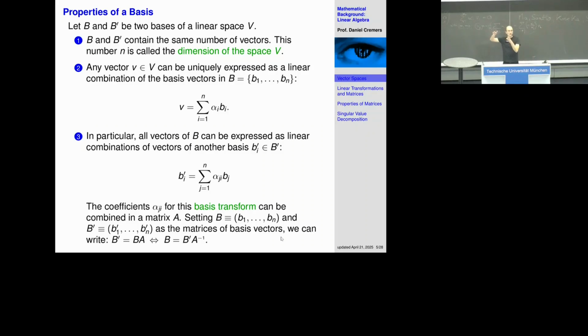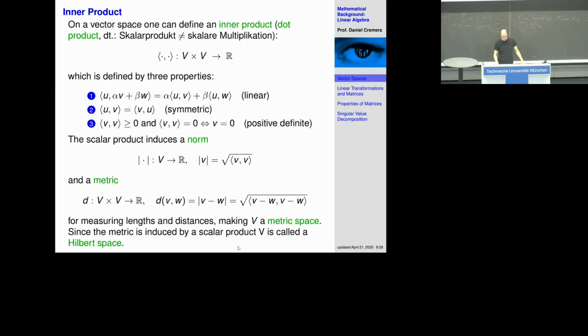It allows you to transform from one set of basis vectors to another, and you can then write it in matrix form. So big B prime is a matrix that contains the vectors of the new basis, and B is the vectors of the old basis. Then B prime is B times A. And obviously this matrix A must be invertible, because there is also a way to express the old basis vectors as a linear combination of the new ones. And then you have B is B prime times A inverse. And this allows you to move between different bases. Sometimes it is useful to have a basis and to express things in a new basis.